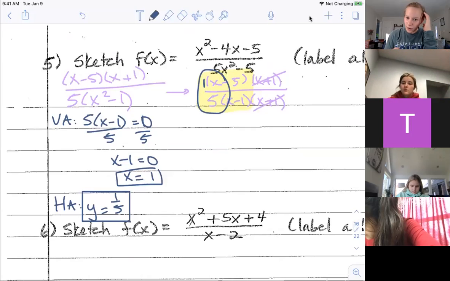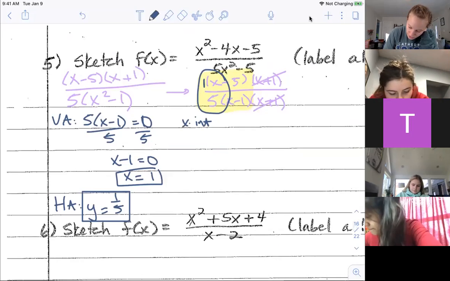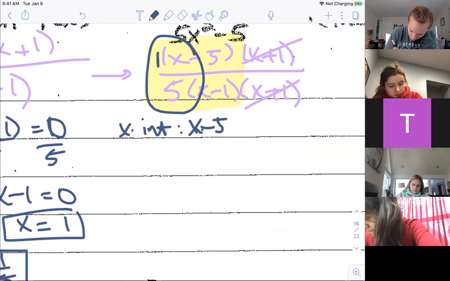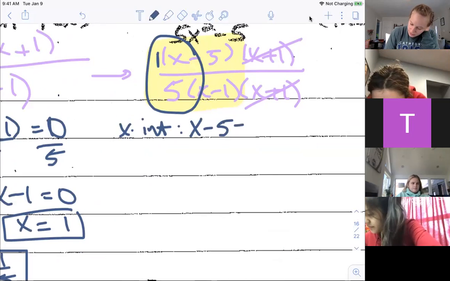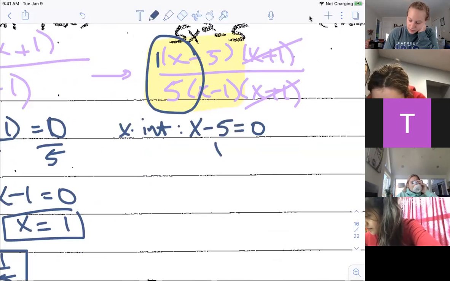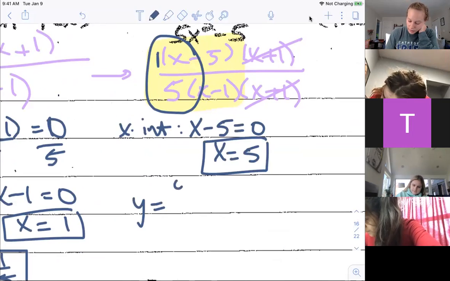Okay, now we need to do our x and y intercepts. To find my x-intercept, I set my numerator equal to 0. So I do x minus 5 equals 0. Let me zoom in so it's not such trashy writing. x minus 5 equals 0. So I add 5 to both sides, x equals 5. Okay, that's my x-intercept.